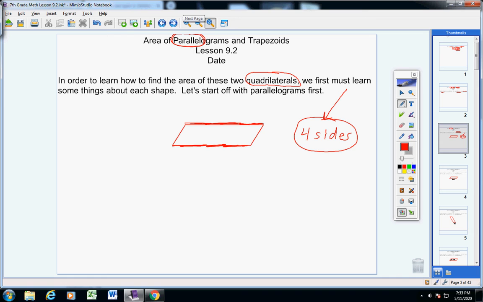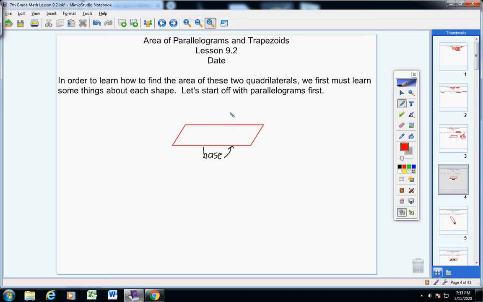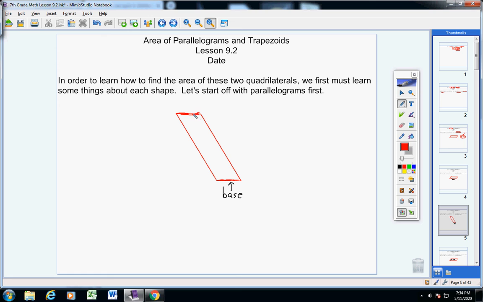Now, there's some more stuff you need to know, so please take some really good notes. For example, the base of a parallelogram can really be any side at all. It doesn't matter. We can call this side here the base, or we can call this side here the base. It does not matter, guys. If the parallelogram is flipped, it doesn't matter. We can call this side here the base, and we can call this side here the base.